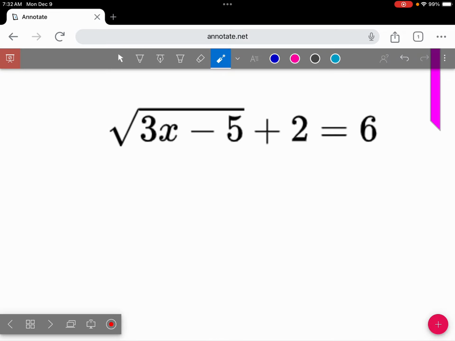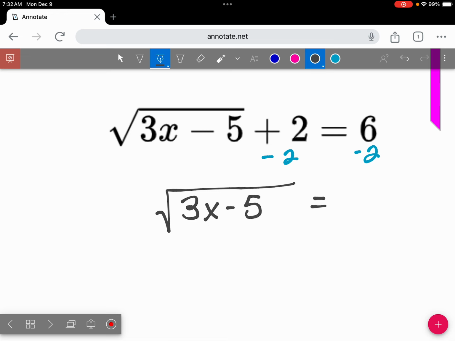One more little one before I kick it up a little notch. So we got the square root of 3x minus 5, and then plus 2 equals 6. So what are we going to do first? Gorgeous. Minus 2. So we're going to have our square root of 3x minus 5 equals 4.